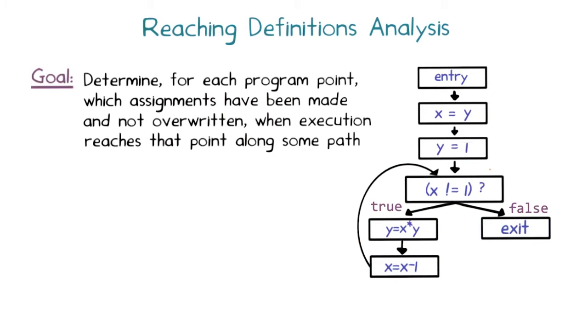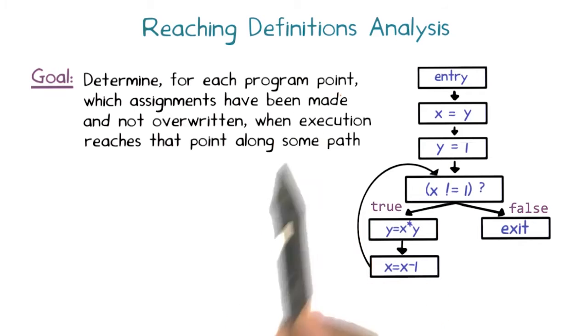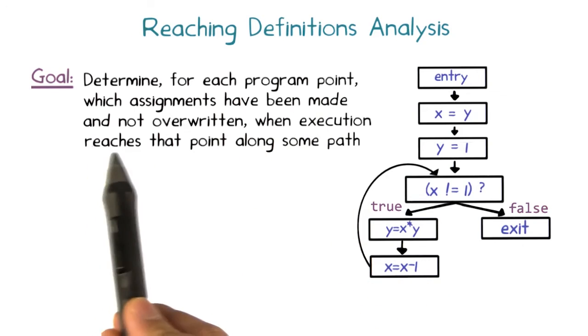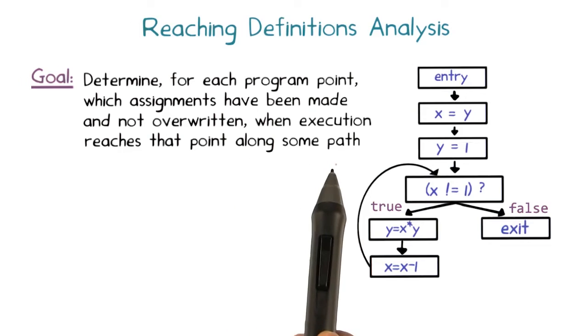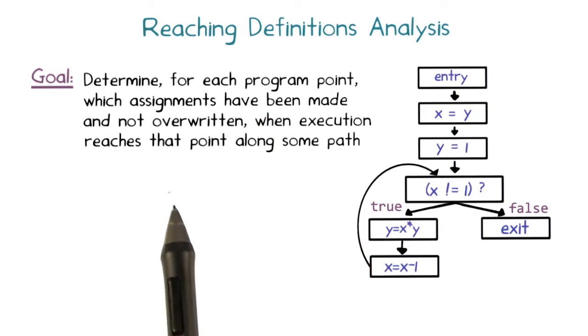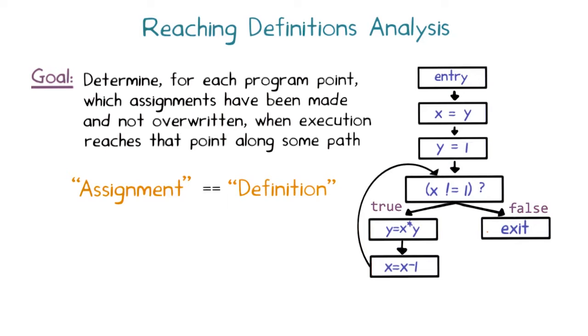Each Dataflow analysis has a goal that specifies the kind of Dataflow information that the analysis computes. The goal of reaching definitions analysis is to determine which assignments might reach each program point. More accurately, this analysis determines for each program point which assignments potentially have been made and not overwritten when the program's execution reaches that point along some path. For the purpose of this analysis, we will use the terms assignment and definition interchangeably, since an assignment corresponds to a definition in the while language.